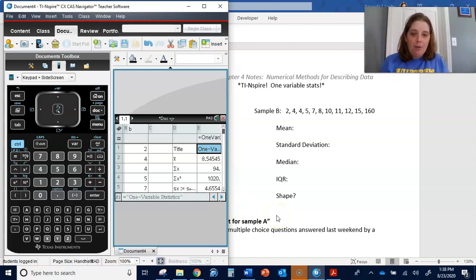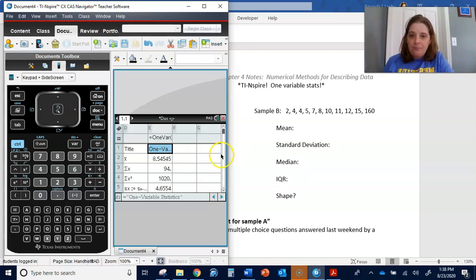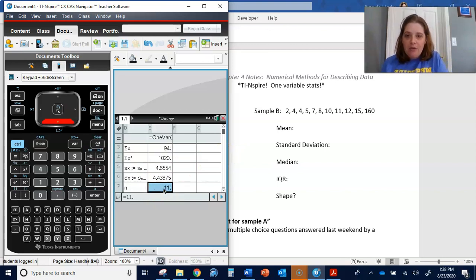And I'm going to get X bar. There's my mean. I know this was from a sample because the problem told me it was from a sample. So there's my standard deviation. I'm going to use the S one here. I'm going to need my median. That's 8. It asks for interquartile range. So Q3 is 12 and Q1 is 4. And I should be able to use that data.